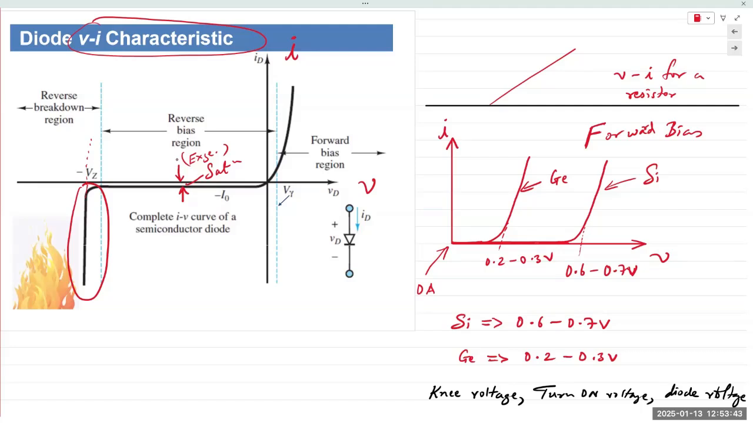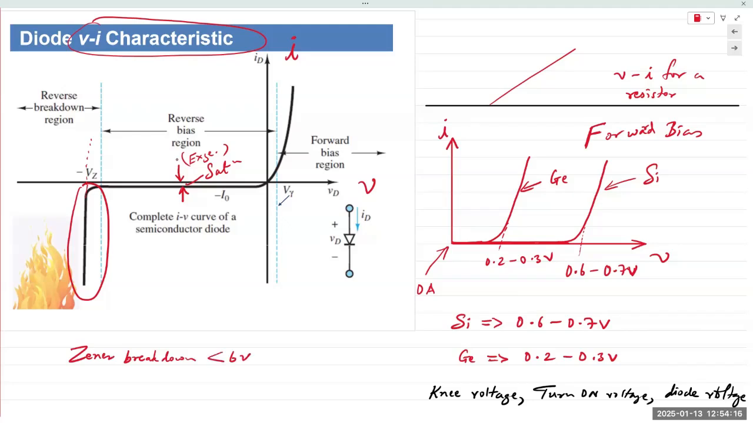So you apply 2 or 3 volts in reverse bias, less than 6, nothing will happen. But as soon as it goes more than 6 volts, it acquires enough energy that the carriers will cross over. And so that breakdown that occurs at less than 6 volts is known as Zener breakdown.